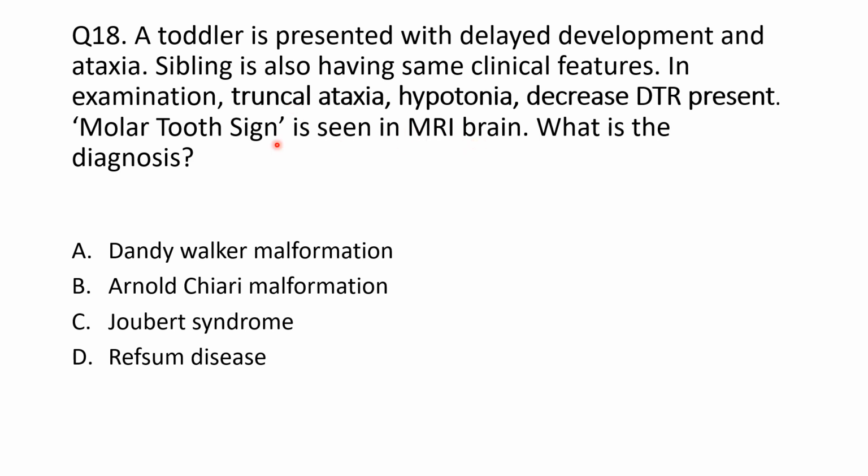Now in the MRI, molar tooth sign is present. So what is the diagnosis? See the options. First is Dandy-Walker malformation. Second is Arnold-Chiari malformation. Third one is Joubert syndrome. And the last one is Refsum disease. All cause cerebellum involvement. So let's see all the options one by one.